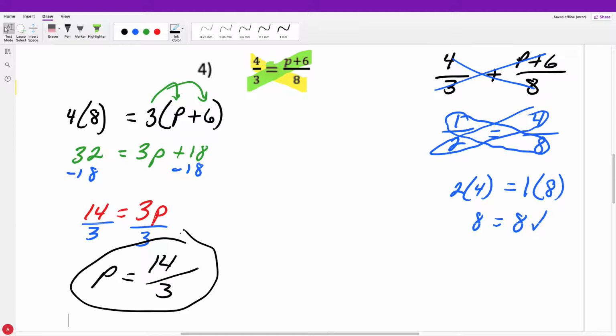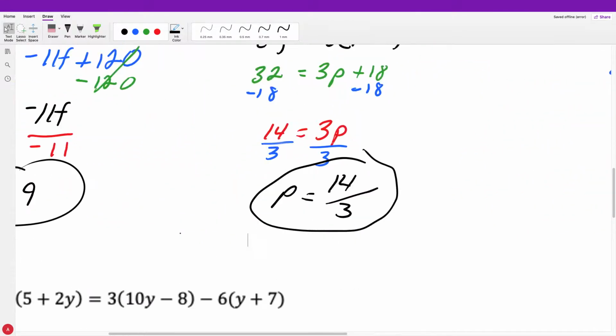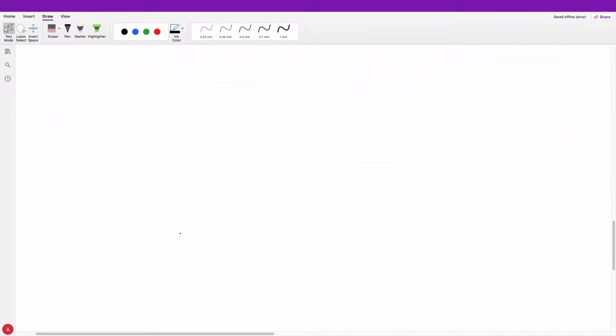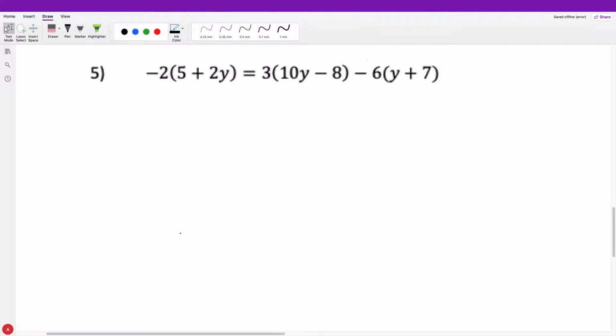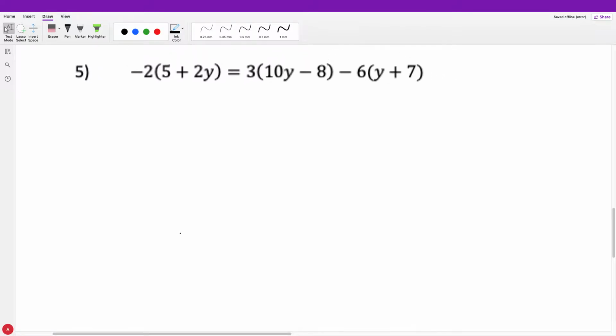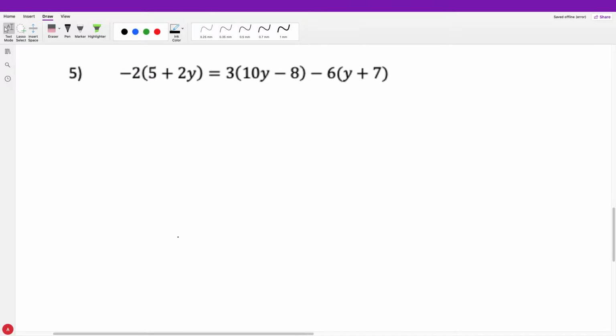All right. And then there's one more question. And this one question kind of has a lot going on with it. Problems 1, 2, and 3 were all kind of part of this one problem. So we're going to go ahead and do question number 5.